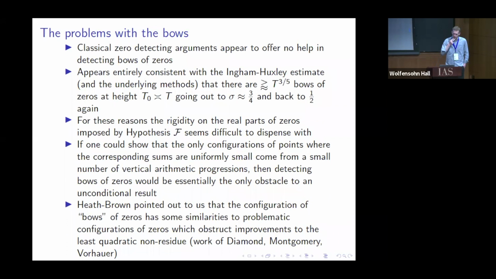Okay, maybe the most interesting thing I want to say on this slide is that because of the bows, we really need this rigidity. And there's an interesting link here to a problem in additive combinatorics that, again, maybe some people have ideas about. Maybe you would speculate that the only bad configurations of zeros are when all the zeros look like they're in an arithmetic progression or a union of arithmetic progressions. So if I have a sum over zeros that is uniformly small for all my parameters in some interval, then maybe that's telling me there's some additive structure in the zeros. And this feels analogous to an inverse Littlewood problem in additive combinatorics. So there are some interesting connections here, but maybe I won't say anything more about that.